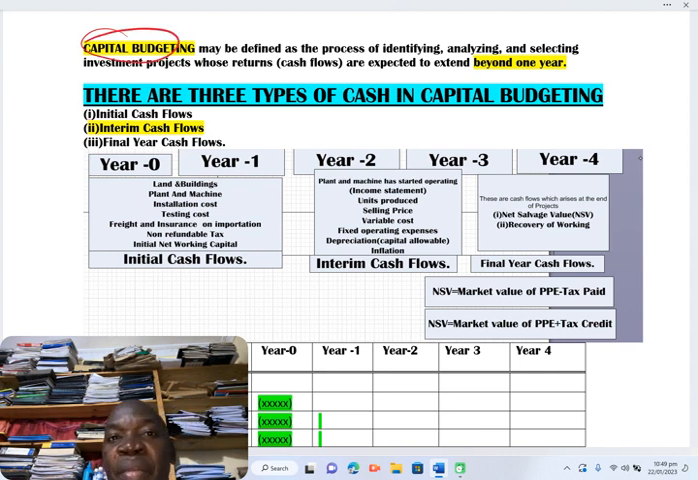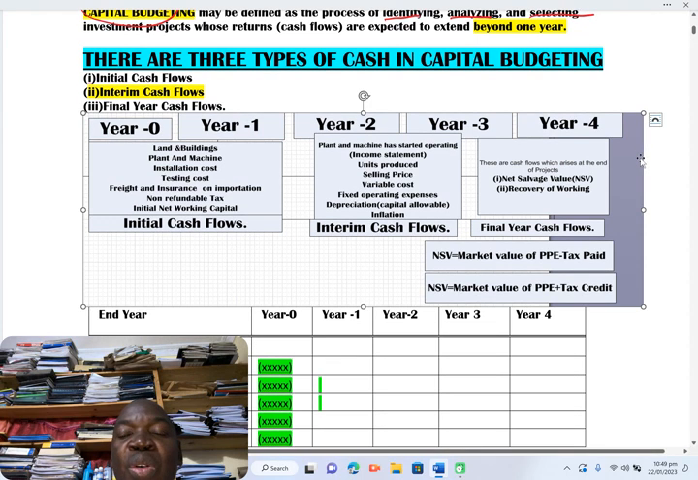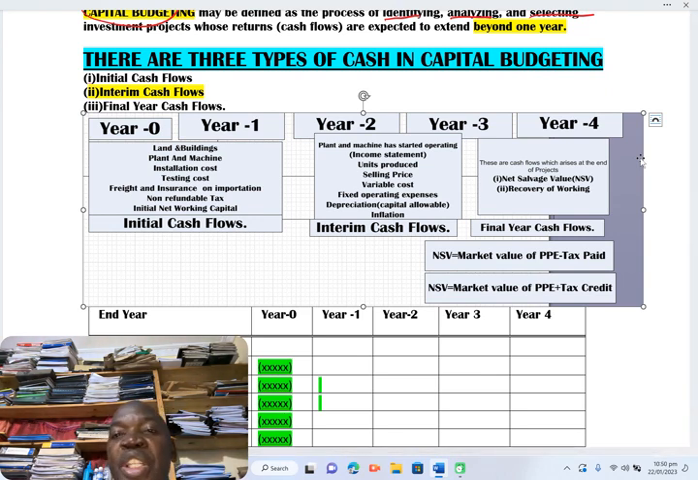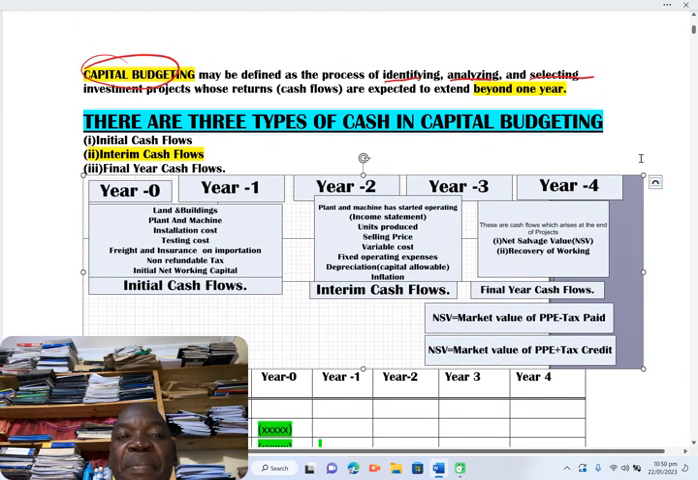In a nutshell, this is a process of identifying, analyzing, and selecting investment projects whose return cash flows are expected to extend beyond 1 year. So if you had a project whose duration is 8 months, it's out of scope of capital budgeting.